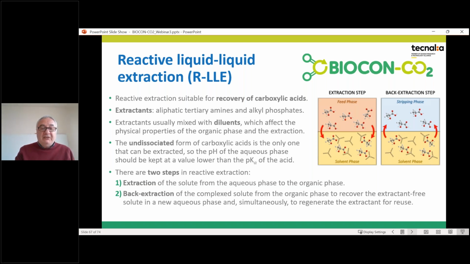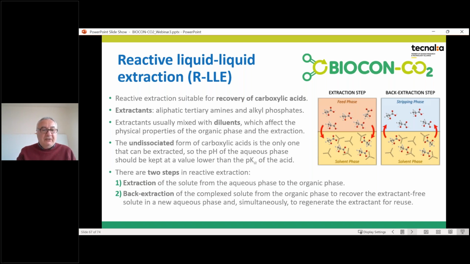Extractants are usually mixed with organic solvents called diluents, which control the physical properties of the organic phase, such as density, viscosity, and surface tension, and affect the stability of the complexes and the level of extraction. The undissociated form of the carboxylic acid is the only one that can be extracted. So the pH of the aqueous phase should be kept at a value lower than the pKa of the acid.